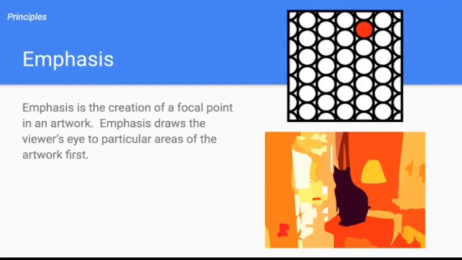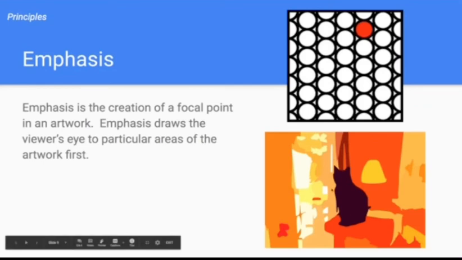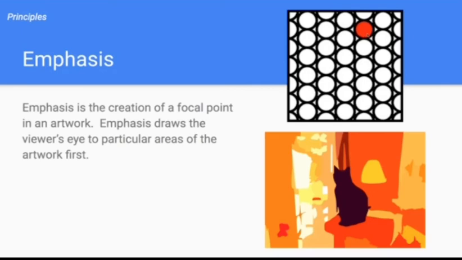Next one is emphasis, which is a principle. So emphasis is the creation of a focal point in an artwork. Emphasis draws the viewer's eye to a particular area of the artwork first. So if we're looking at these two, our eyeball goes directly to these things that pop out in the artwork. So basically you are emphasizing an area in the artwork, making it stand out.